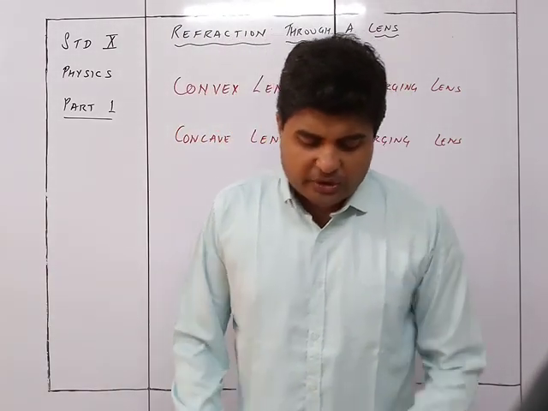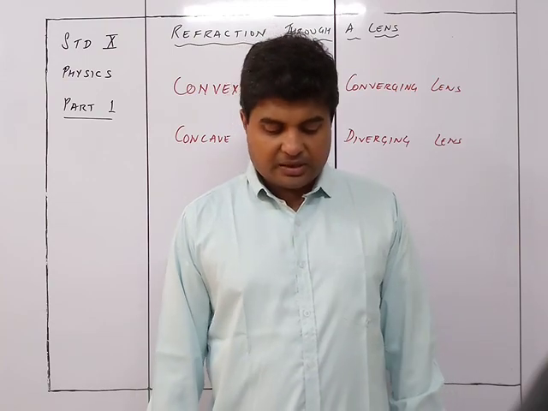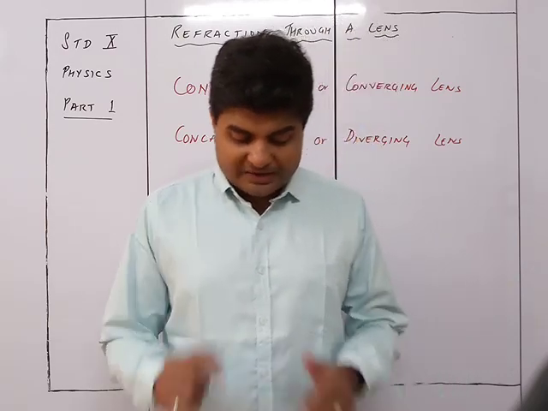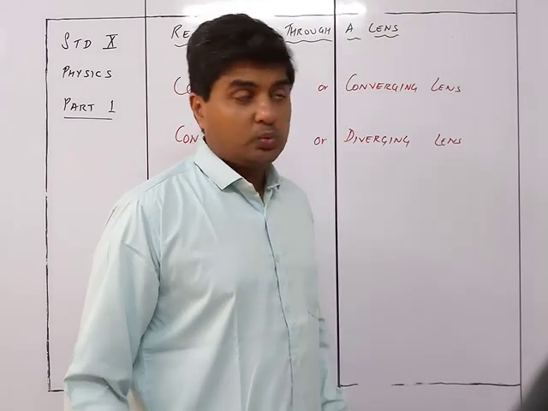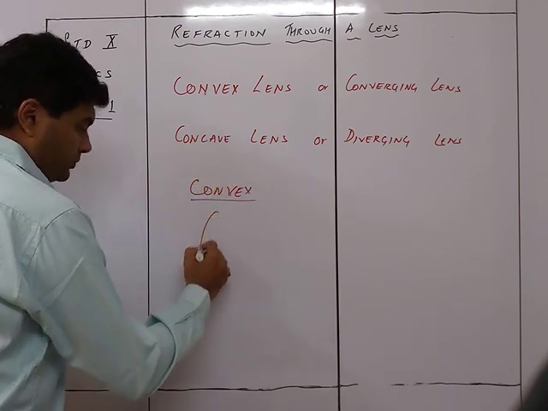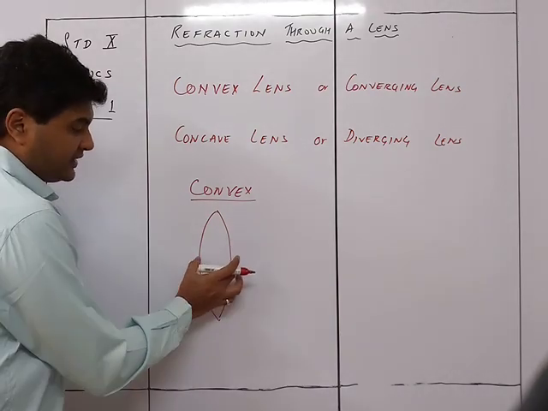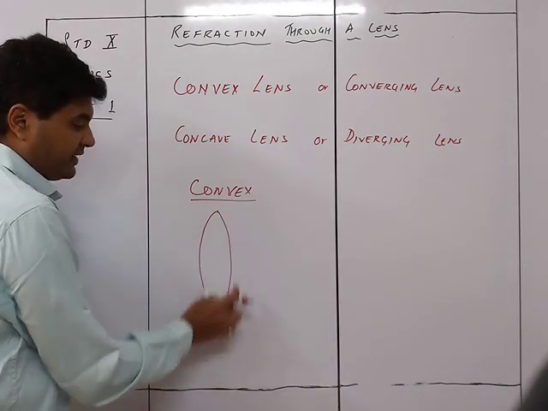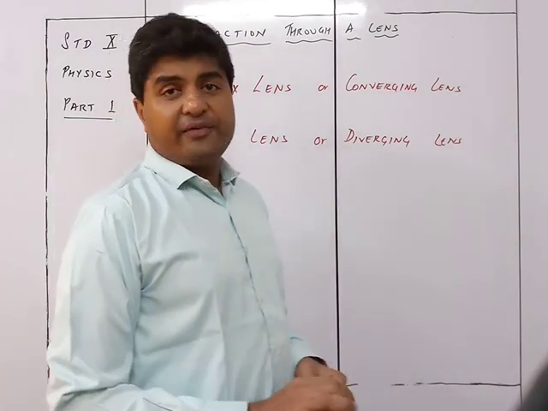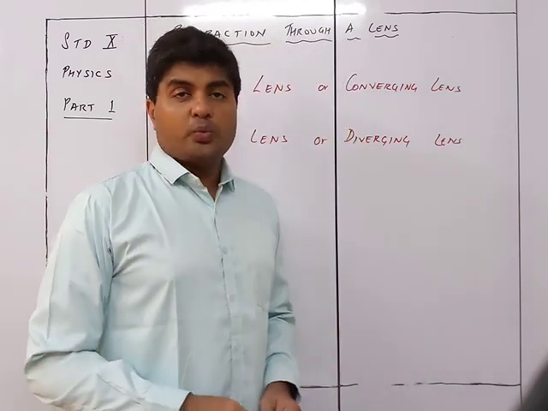First, the convex or converging lens. A convex lens is thick in its middle and thin at the periphery. In other words, a lens which bulges out in the middle is a convex lens. A light beam converges on passing through such a lens, so it is called a converging lens. Convex will always have a bulging part. If both sides have a bulging part like this, then it's a convex lens. It has a thicker middle and thinner periphery. This is how you identify a convex lens: if the lens is thicker at the center and tapered at the edges, then it is called a convex lens.